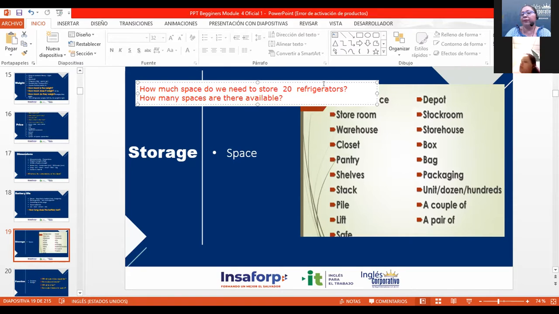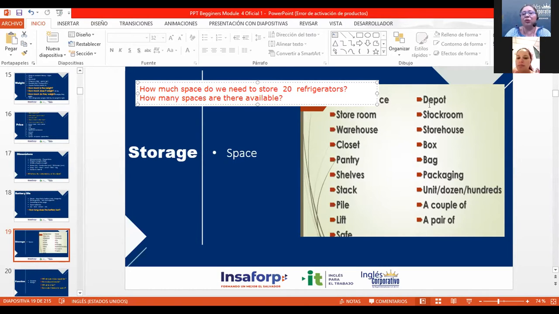Pero podemos preguntar, por ejemplo, how much space do we need to store clothes, for example, in a pantry, or in a closet. I'm sorry, clothes is in a closet. Okay. Dishes are in a pantry. Okay. Y acá lo que tenemos es la lista de lugares en donde podemos guardar cosas, ¿verdad?